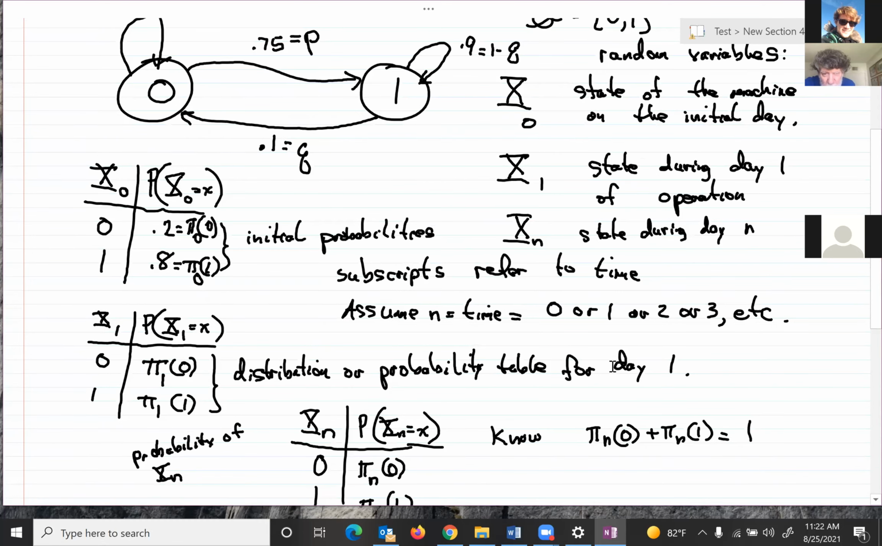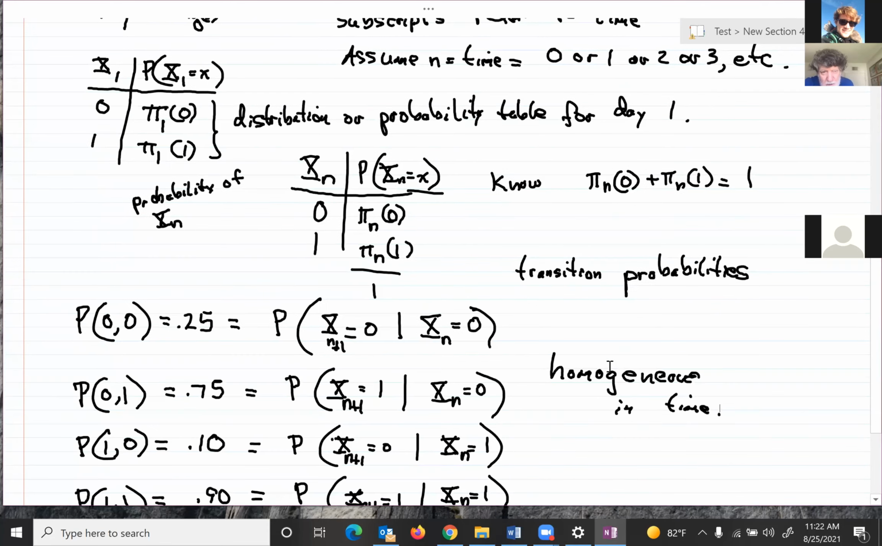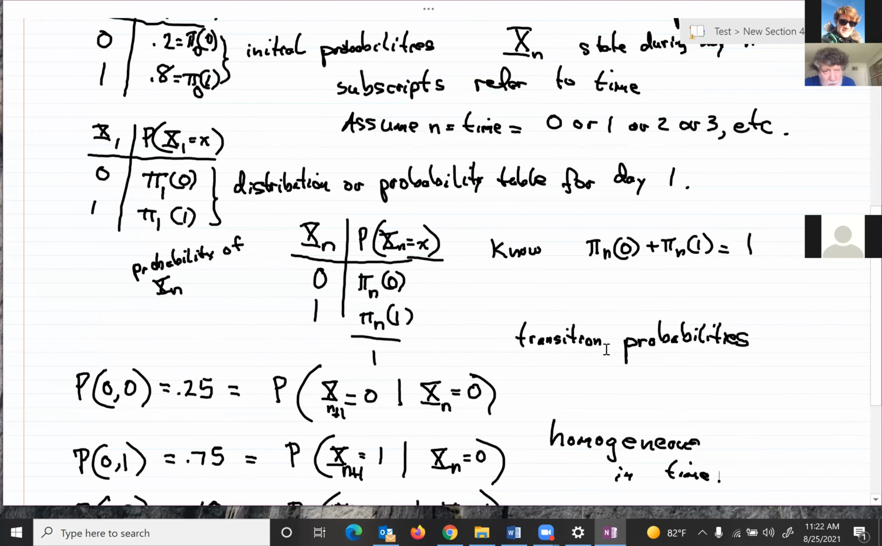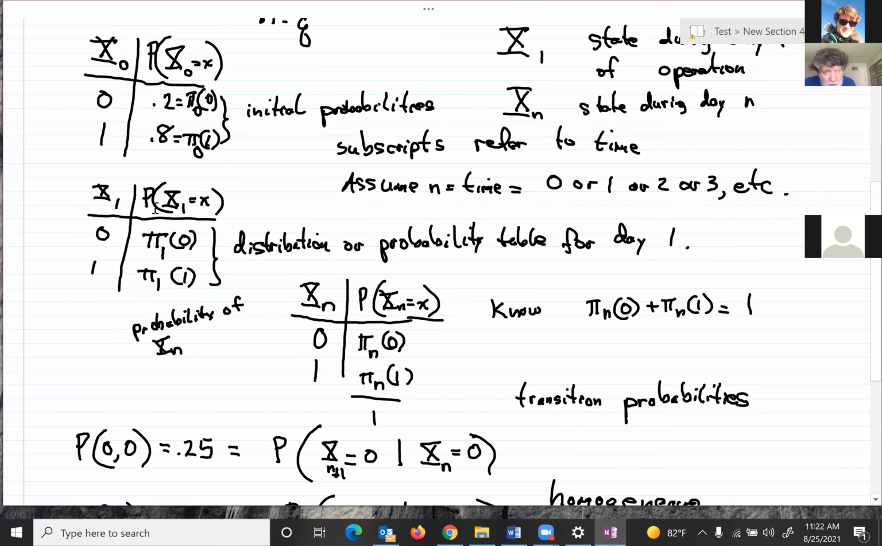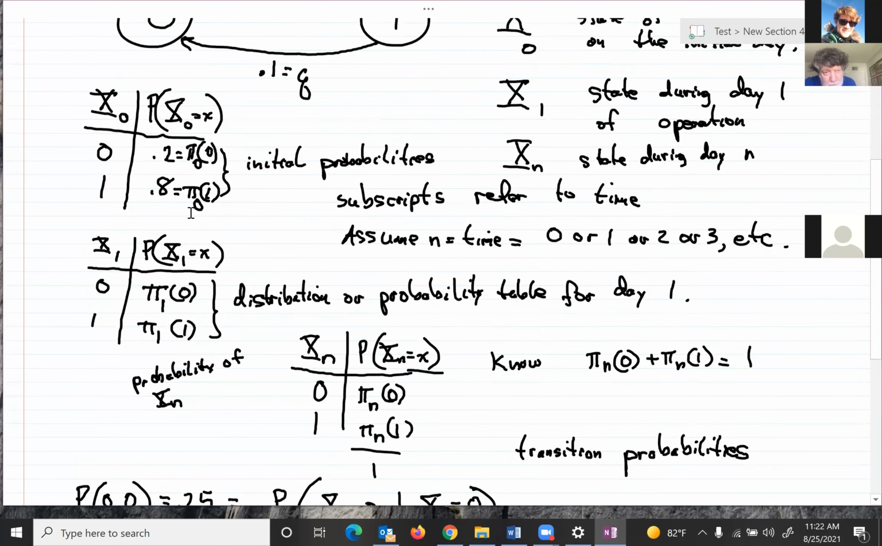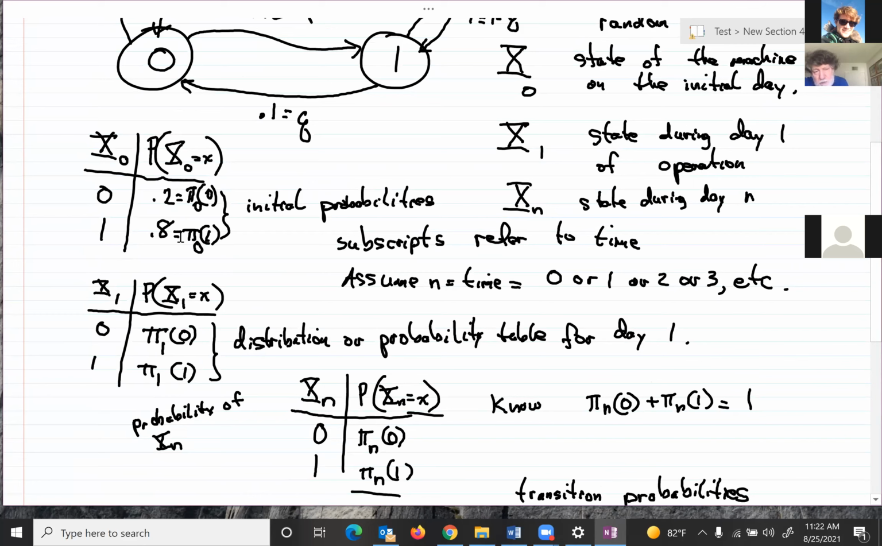What we'd like to know, it would be nice to know these. It would be nice to know if there's an 80% chance the machine's working initially, what's the chance it's going to be working on day 1? Or day 2, or any of these tables for different n? That's what we'd like to know. And that's the next thing we're going to talk about.